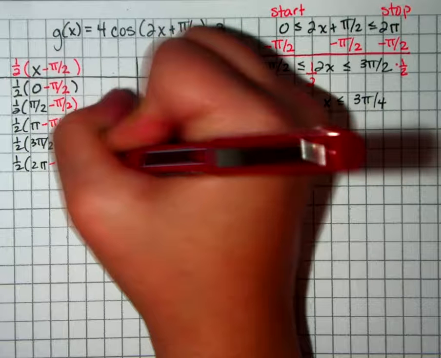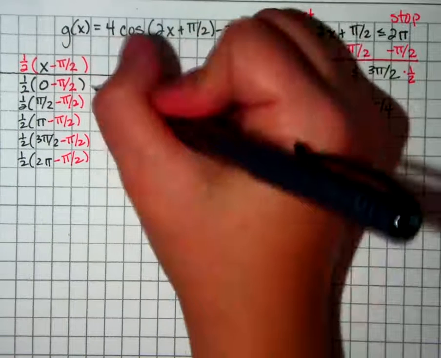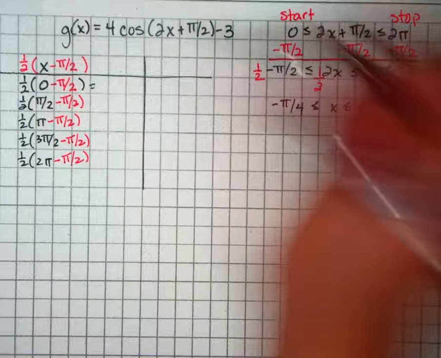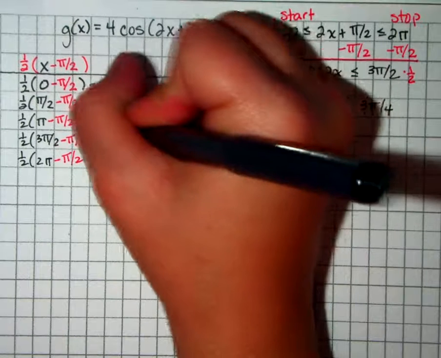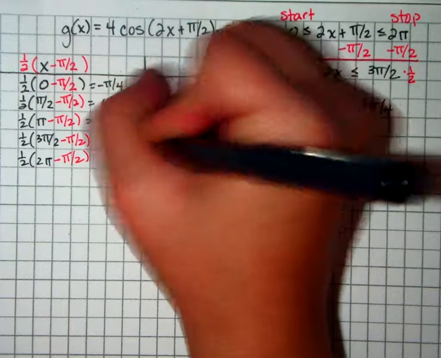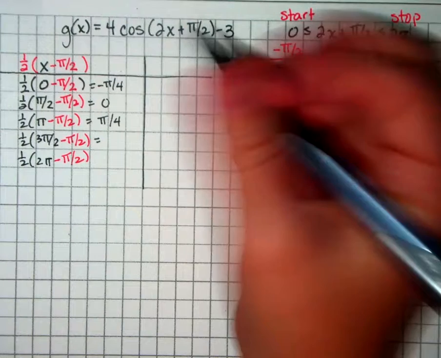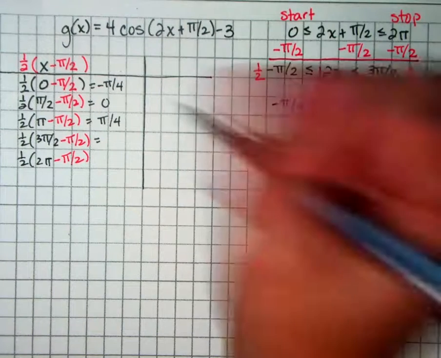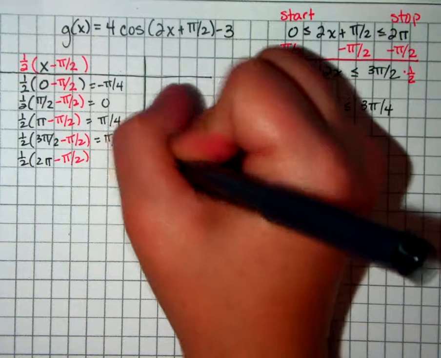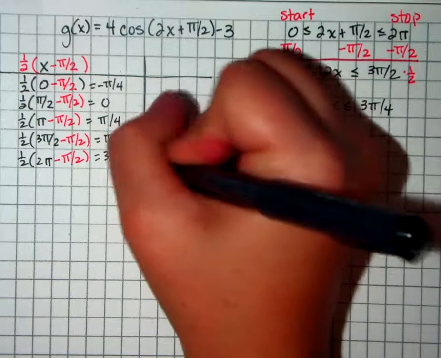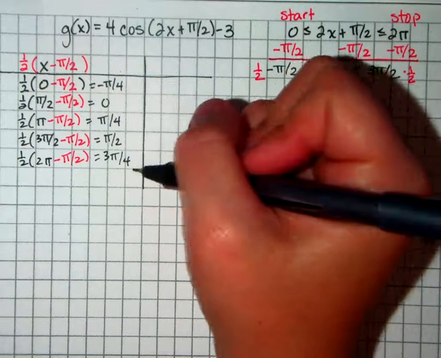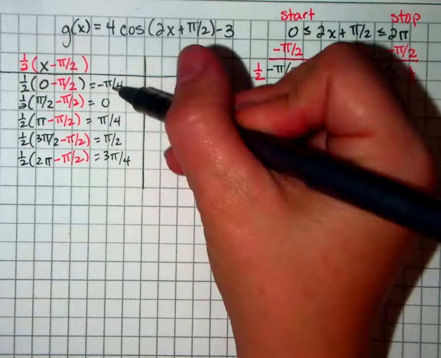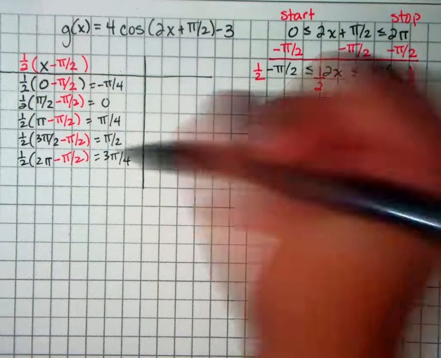And then I'm going to multiply by the half, just like I did over here. And so that's going to end up giving me a negative pi over 4. This is going to be 0, pi over 4, pi over 2, and 3 pi over 4. All right, so there's a gap of pi over 4 running through all of those.